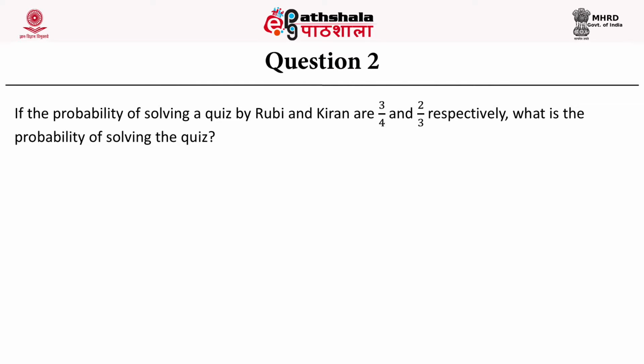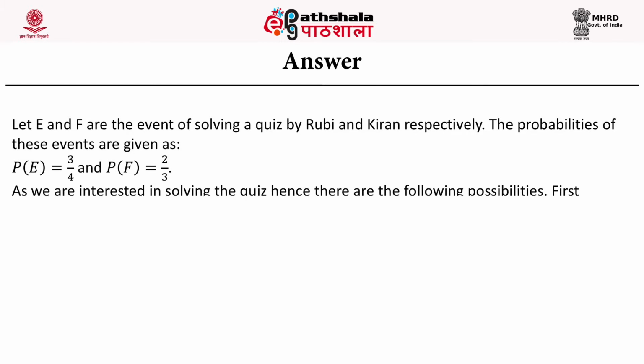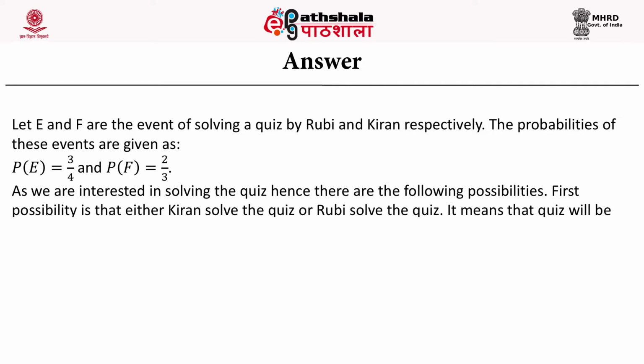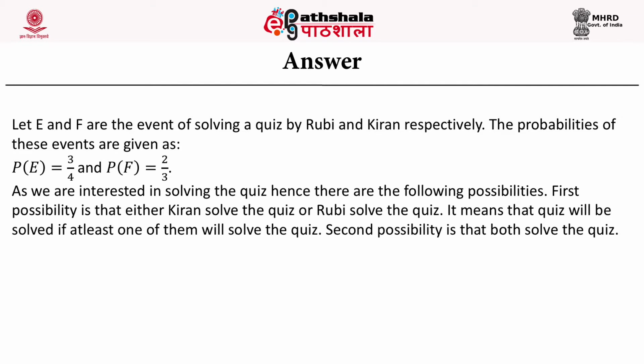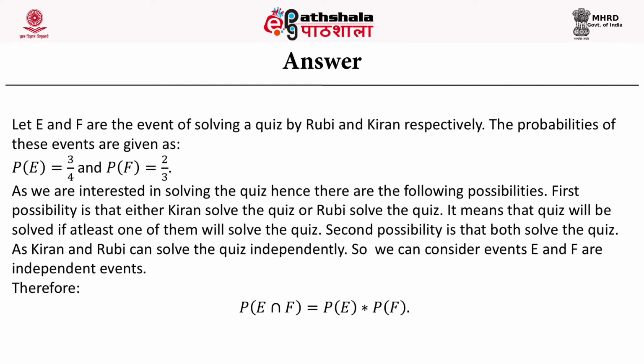Let us consider another example. If the probabilities of solving a quiz by Ruby and Kiran are 3 by 4 and 2 by 3 respectively, what is the probability of solving the quiz? Let E and F be the events of solving the quiz by Ruby and Kiran respectively. The probabilities of these events are given here as 3 by 4 and 2 by 3 respectively. As we are interested in solving the quiz, there are the following possibilities. The first possibility is that either Kiran solves the quiz or Ruby solves the quiz. It means that the quiz will be solved by at least one of them.